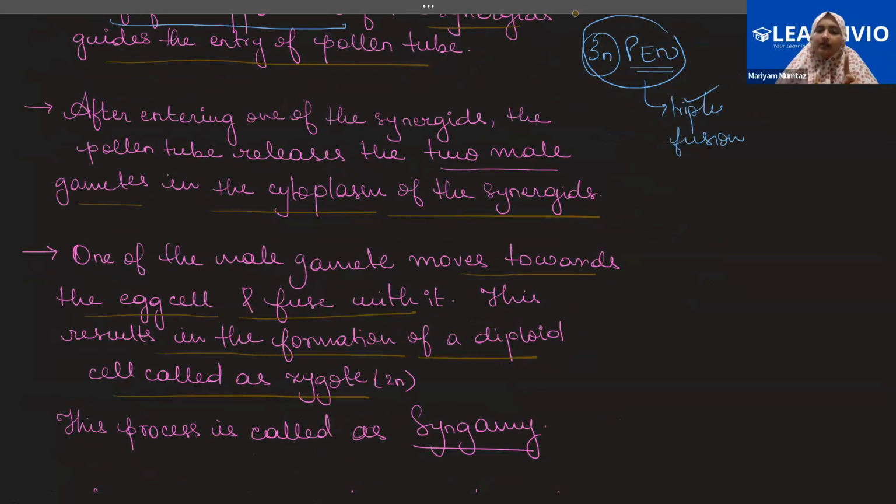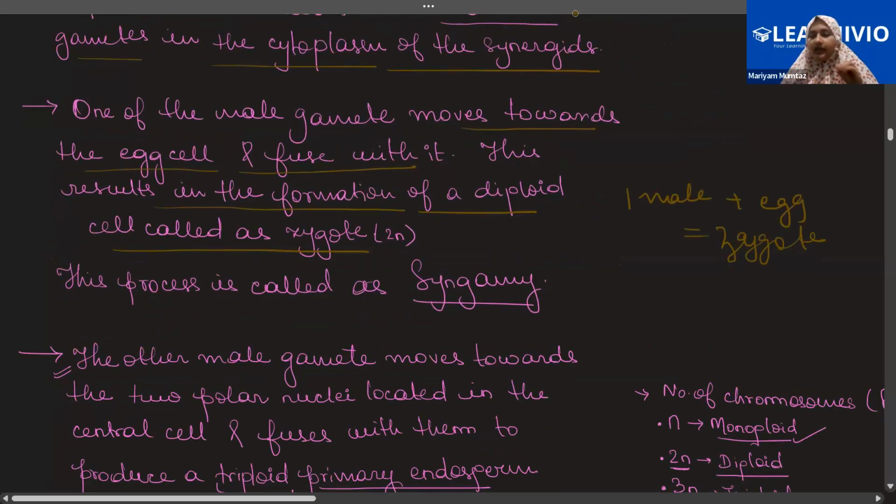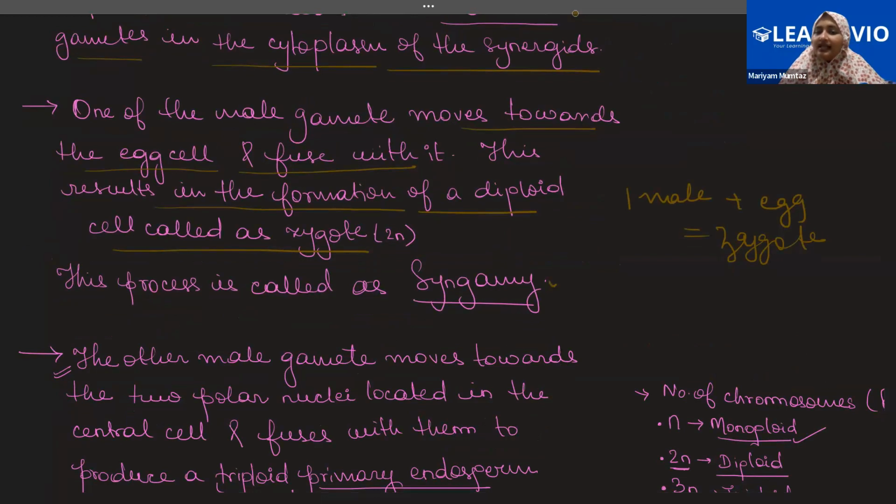One male gamete plus one egg is equal to zygote, which is diploid. Clear? This first part is clear? Now, this process wherein one of the male gametes fuses with the egg cell is known as syngamy. Syn means fusion. Gamy is referring to the gametes. So the fusion of gametes is syngamy.